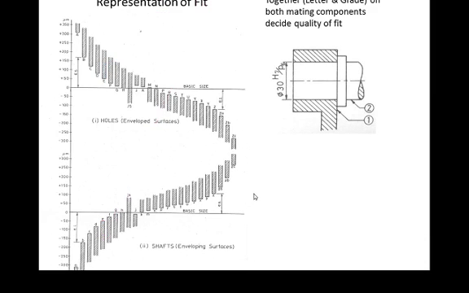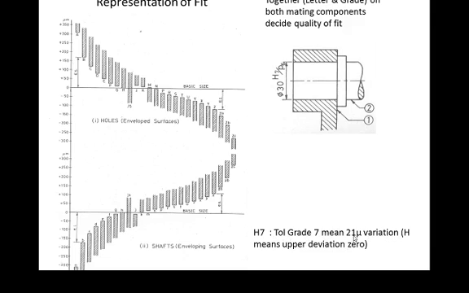Now let us have one example of 30 H7/p6. H7 is the tolerance for the hole and p6 is the tolerance for the shaft. Now how do we evaluate the hole and shaft? Let us see. The IT grade for the H7 hole dimension is equal to 21 microns. It is the upper deviation.